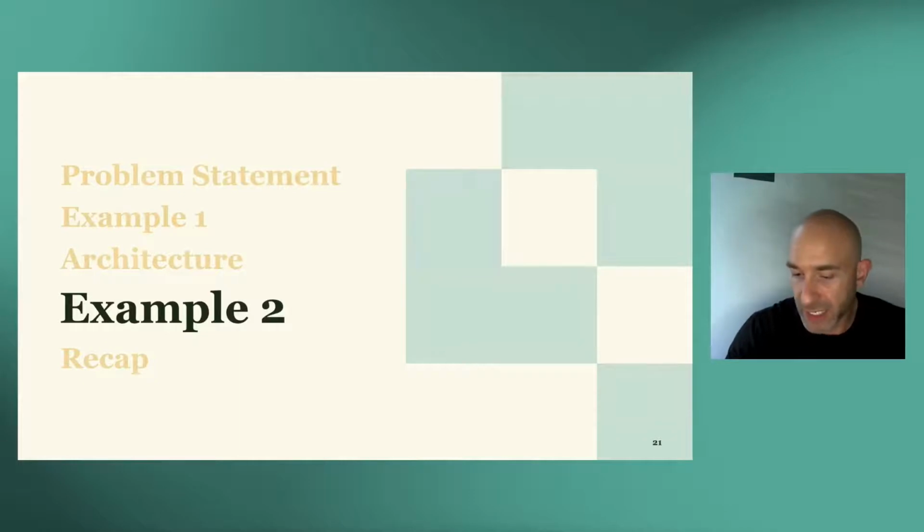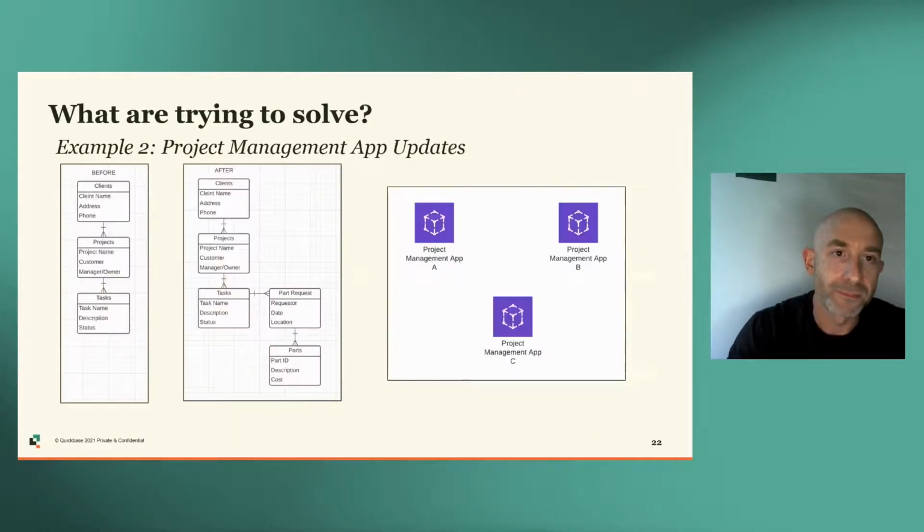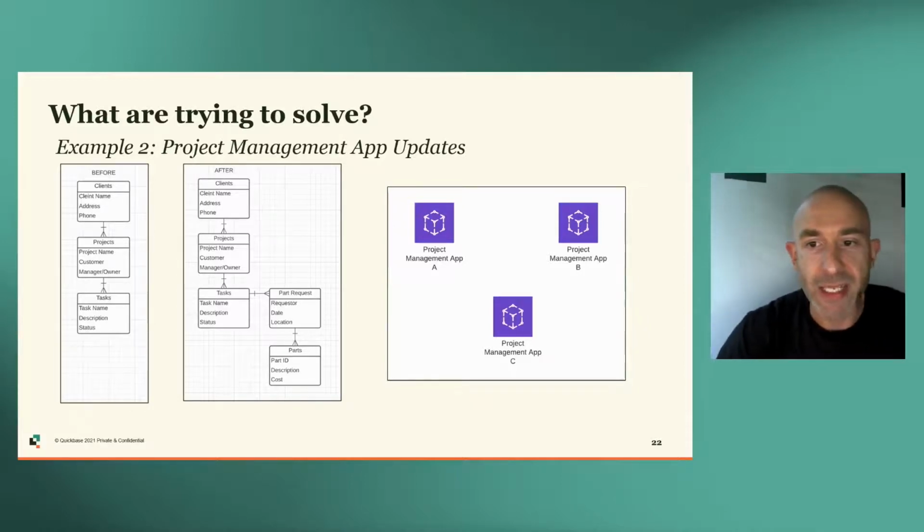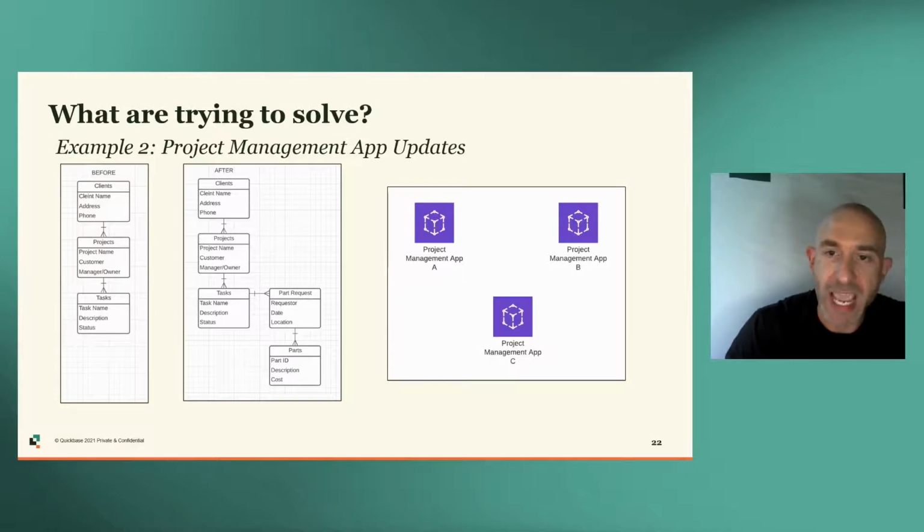Okay, so let's get into our second example. So what are we trying to solve for here? Here's our project management application, and off to the right, you can see that we've got 3 different copies of this application that are out in the wild. Project management app A serves our West Coast people. Project management app B serves our East Coast, and project management app C serves international.